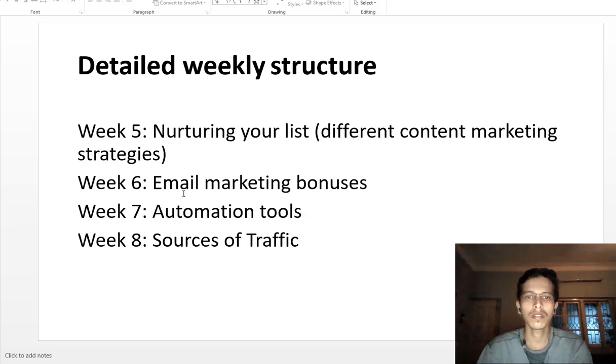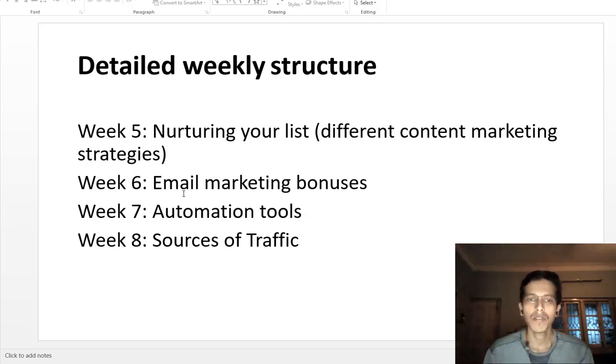Like what are the bonuses, what content you need to put into your email marketing sequence, everything, drip campaign sequence, everything. It's going to be taught in week 6. Week 7 is based on automation tools. Like what tools, because you can't just sit at your computer in the day and go on till the night, right? That is not going to work.